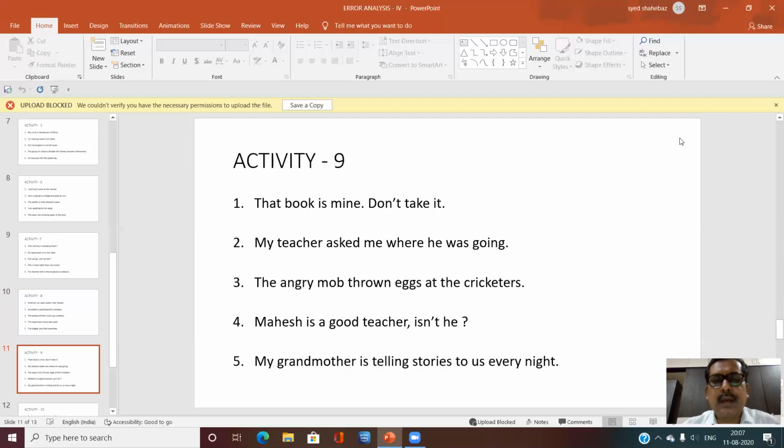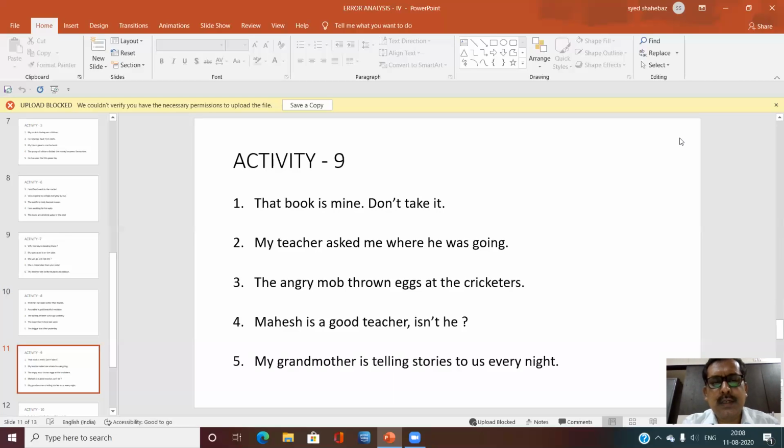Next, activity 9. That book is mine. Don't take it. That is my book. Don't take it. This is the correct expression. Next, my teacher asked me where he was going. Where was he going? My teacher asked me where was he going.